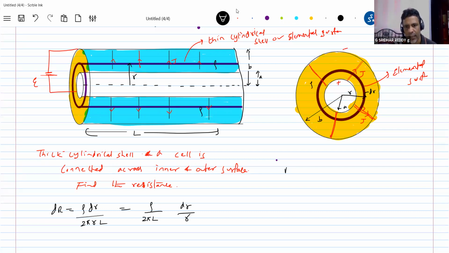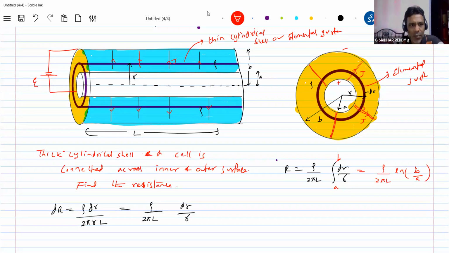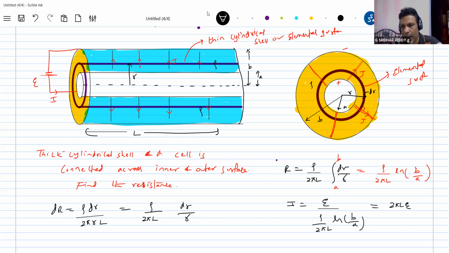If I integrate this, R equal to rho by 2 pi L, dr by r. What should be the limit? It should be from a to b. So R equals rho by 2 pi L log of b by a. This will be the resistance of this particular thing. And now I connect a cell. So how much current will flow here? The current flowing here will be I. Then the expression for I should be equal to E by rho by 2 pi L log of b by a. Any good questions can be asked here. Now this becomes 2 pi L times applied EMF over rho log b by a.